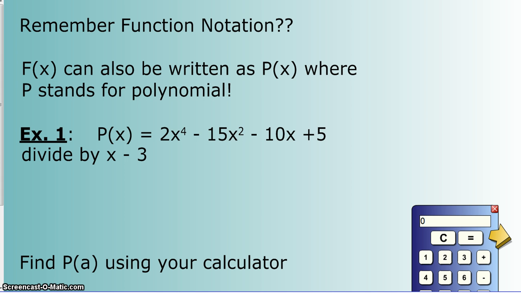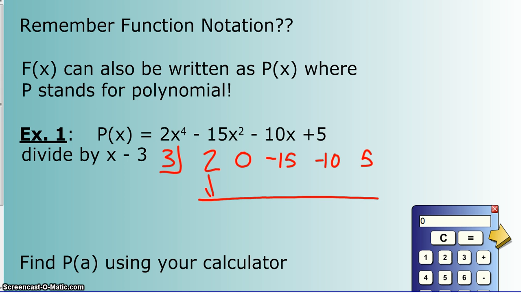Okay, in our first example, it says we want to divide 2x to the fourth minus 15x squared minus 10x plus 5, and we want to divide by x minus 3. So we're going to do some synthetic division. Remember, the root is 3, so that's going to go in the box. And then I'm going to set it up in order. I have a 2 for my x to the fourth, but I don't have an x to the third, so I have to put a 0. And then I have negative 15, negative 10, and 5.